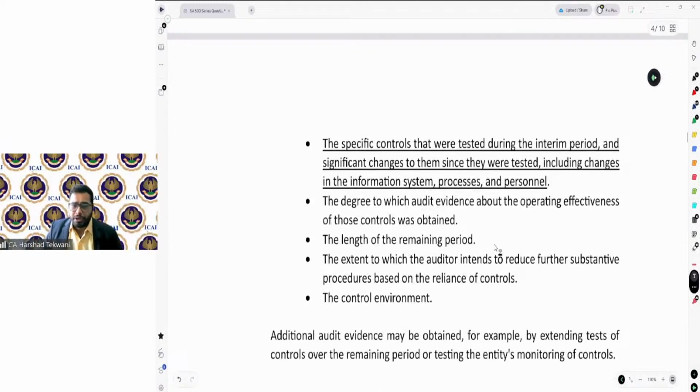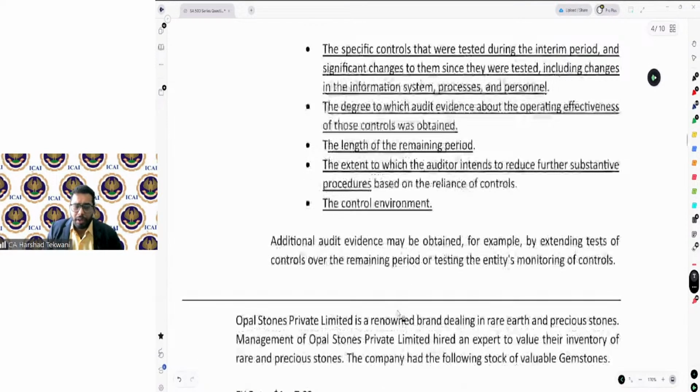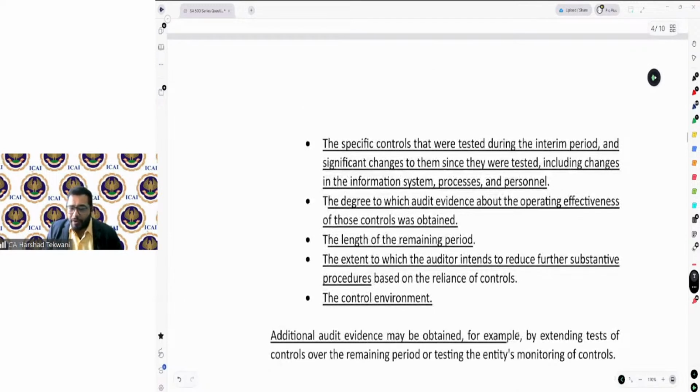Then the degree to which audit evidence about the operating effectiveness of those controls was obtained, the length of the remaining period, the extent to which the auditor intends to reduce further substantive procedures, and the control environment. Okay. Additional audit evidence may be obtained, for example, by extending test of controls over remaining period or test the entity's monitoring control. So he can place the reliance subject to all these conditions, and based on that, he can decide his sample size. Clear? Any doubt?